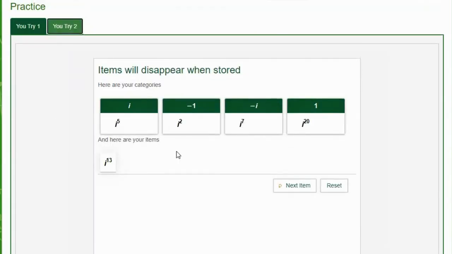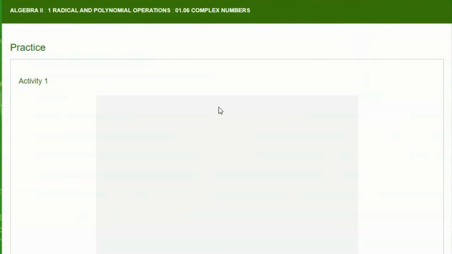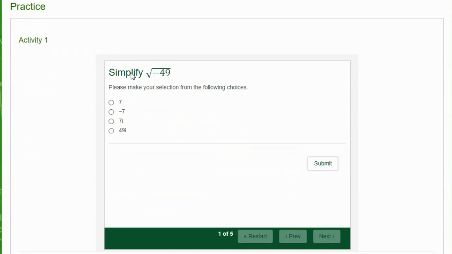So you can practice those. There's more. So get those. Here's some more practice problems on page 5. Simplify that. What's the answer? There's 5 questions down there.